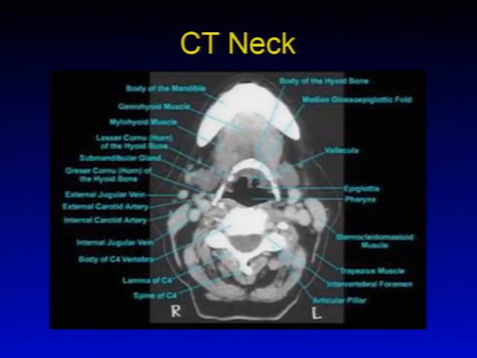This image shows a CT of the neck and labels multiple structures, including the cervical spine, epiglottis, pharynx, vallecula, hyoid bone, and the vessels of the neck.